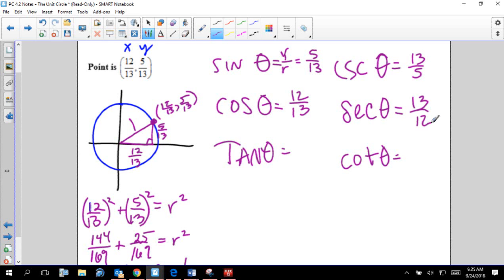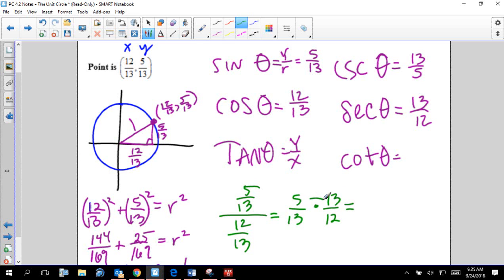Tangent is going to be y over x. So the y over x, I'm going to do that work down here. Y over x is going to be 5/13ths over 12/13ths. So when we have a fraction, instead of dividing by a number, what should we do? Multiply by its reciprocal. So instead of 5/13ths divided by, I'm going to do 5/13ths multiplied by 13/12. We go straight across, the 13ths cancel, and I get 5/12. And cotangent should be 12/5.